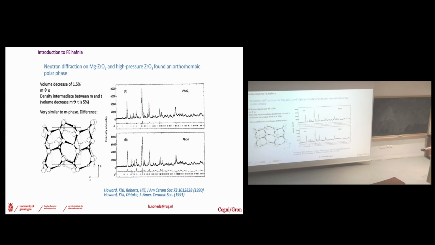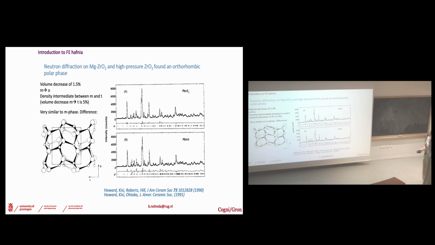I don't know if I have it, yeah, here. So neutron diffraction of nanoparticles of zirconia had actually found patterns that were consistent with two different orthorhombic phases. This was quite old work. They could not distinguish which one was best. So it could actually be this space group or this space group, but this one is actually polar.